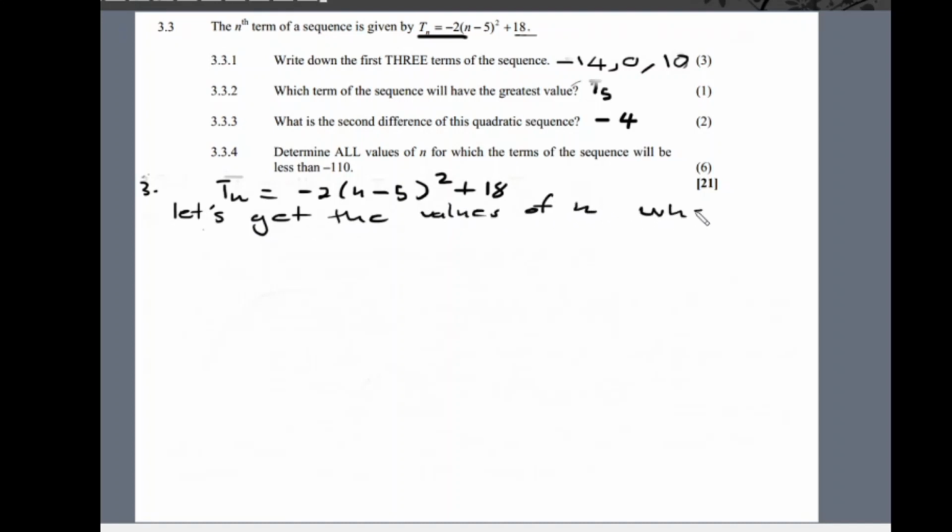where the sequence, sorry, let's get the value of n, it will be a value here, not values. Let's get the value of n where this function Tn will be equal to negative 110. This we know how to solve already.